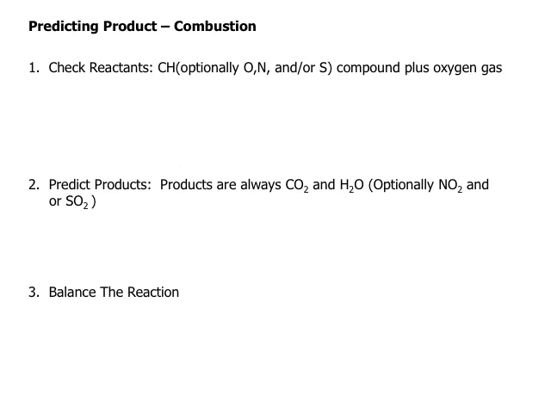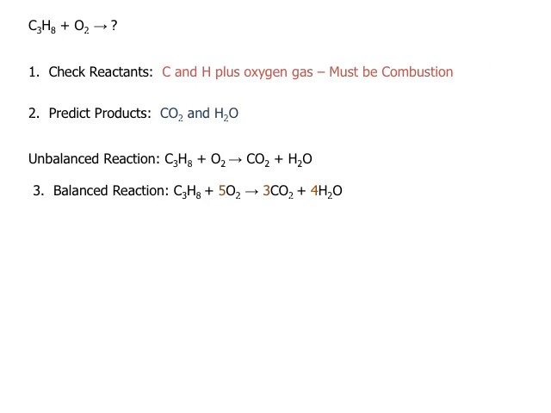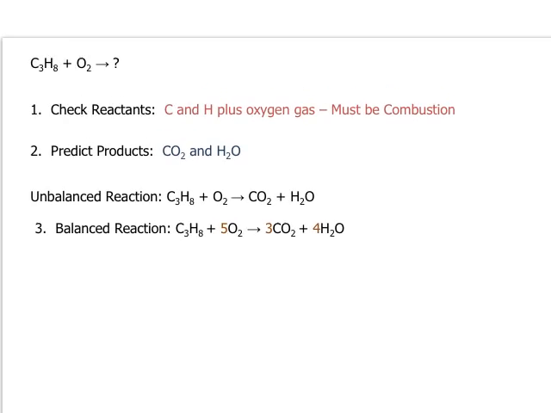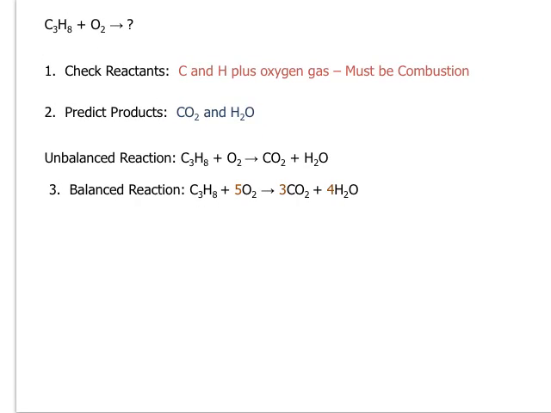Optionally, if you've got nitrogen, you'll have NO2. And optionally, if you have sulfur, you'll have SO2. So no work to predict your products. So let's see what we've got here. Hydrocarbon plus O2. So we've got a combustion. We don't have N or S, so our products are just carbon dioxide and water. So tack those on to the end. Balance.